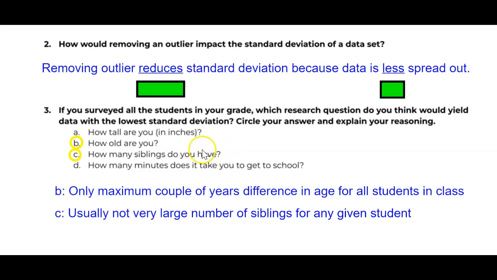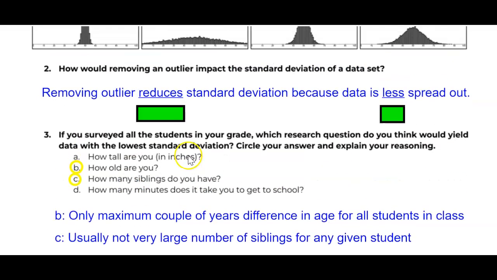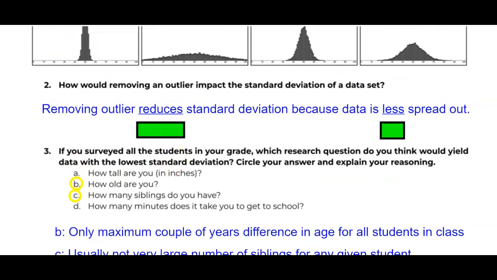So letters A and D would have more variation in the responses and therefore a wider range, pulling answers further away from the center, where ages are going to be much more centered, and so would siblings. Okay, so that takes us through the end of page 31.